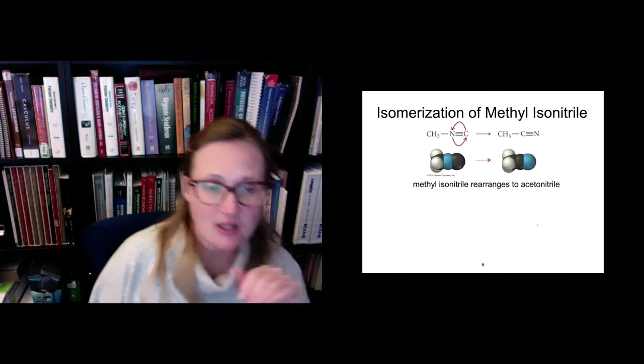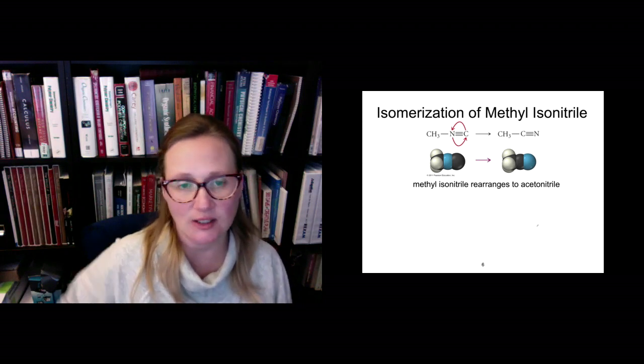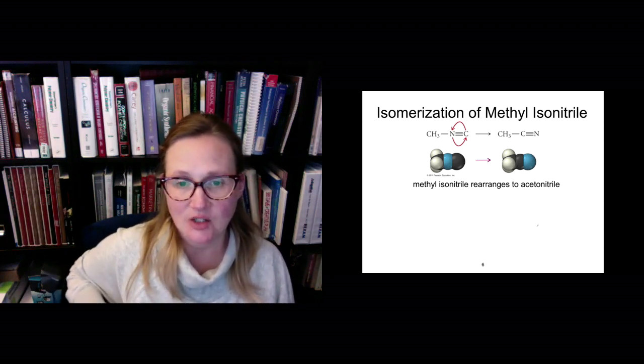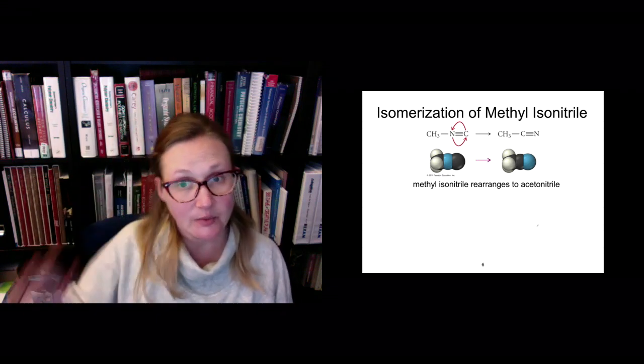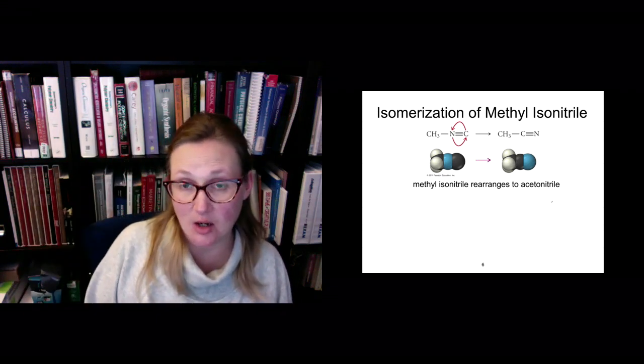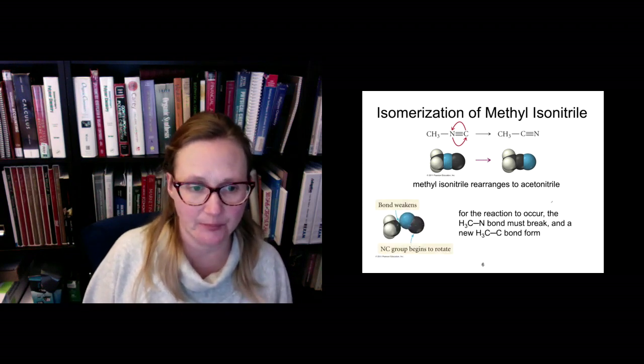All right, so let's look at this reaction. This is the isomerization of methyl isonitrile. Methyl isonitrile is going to rearrange into what's called acetonitrile. Essentially your N and your C are exchanging places. So how does this work?